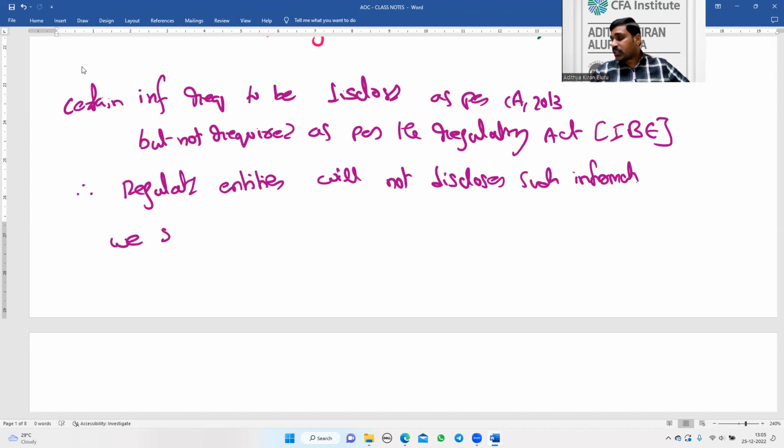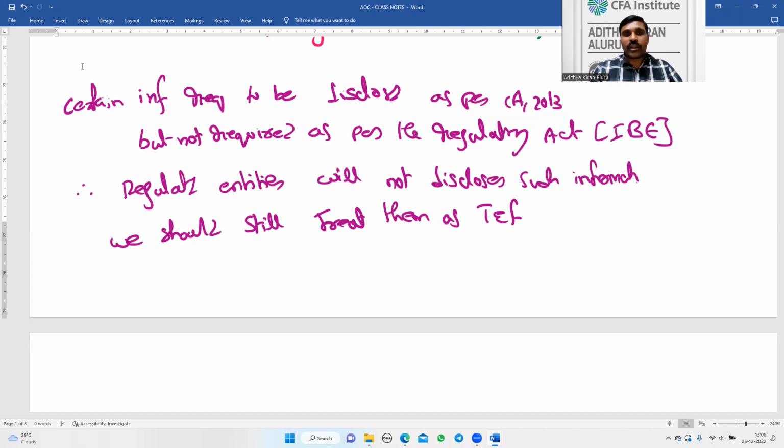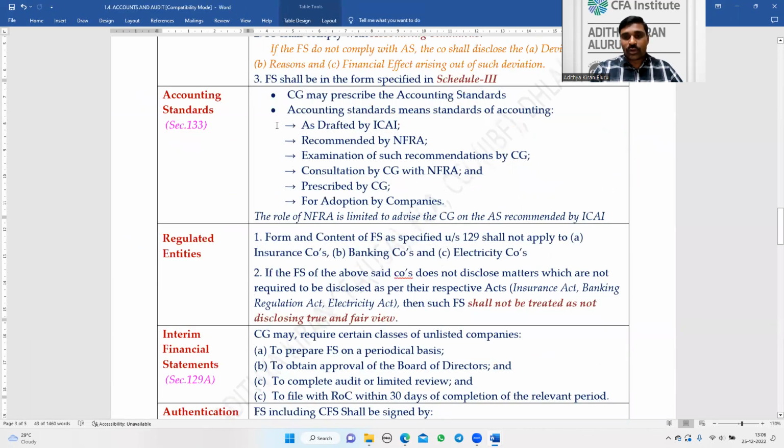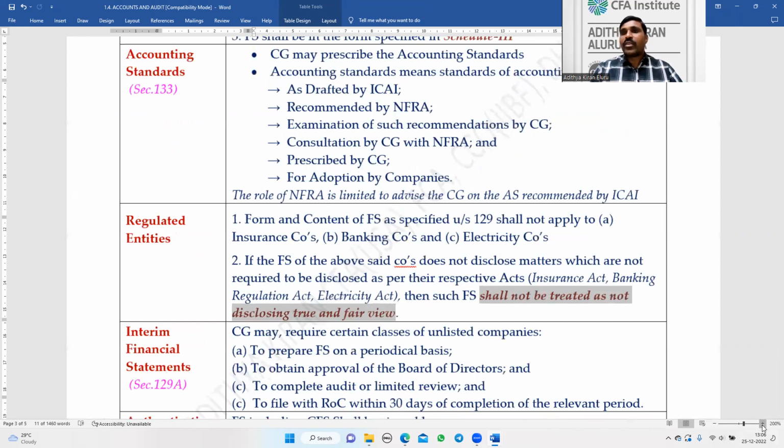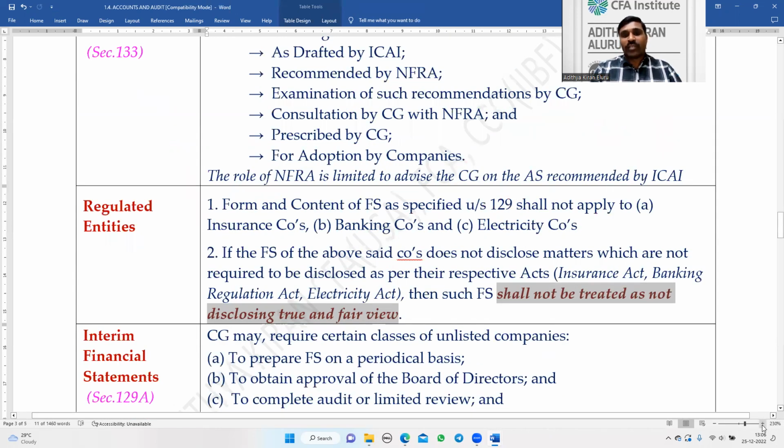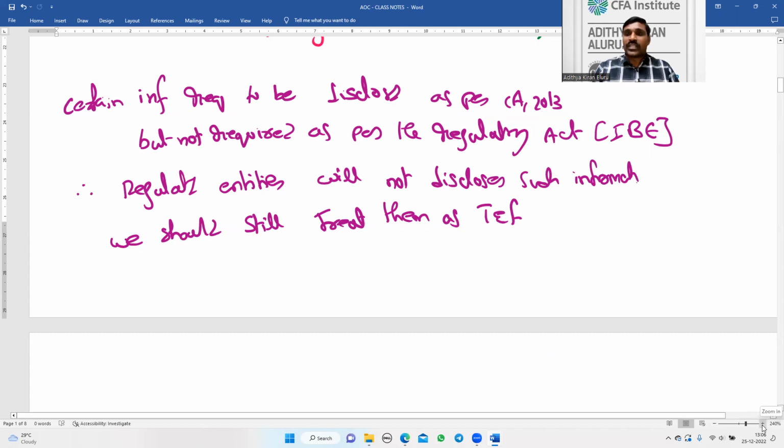Okay, we should still treat them as a true and fair view. We should not treat them as not disclosing a true and fair view. This is the very important point. We have to treat them as a true and fair view only, even though they did not disclose certain information which is required to be disclosed.